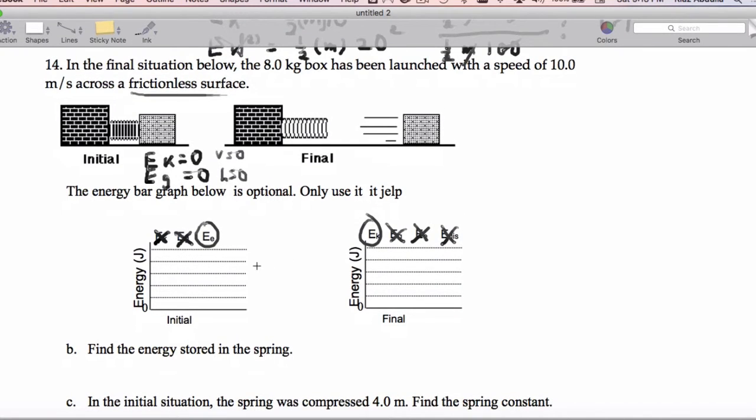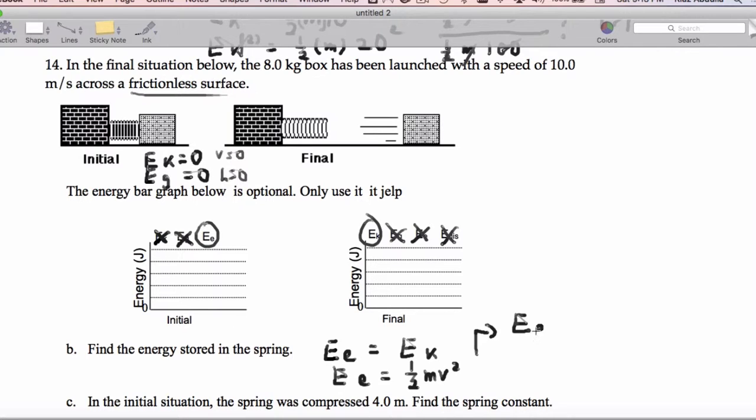So let's begin by getting the energy stored in the spring in the following manner. E elastic equals E kinetic. And let's just plug in what we have. So we have E elastic equals the E kinetic, which is 1/2 mv squared, and we can put in our numbers right here. Remember, we're not asking for the compression of the spring yet. We're simply saying what's the energy stored in the spring.